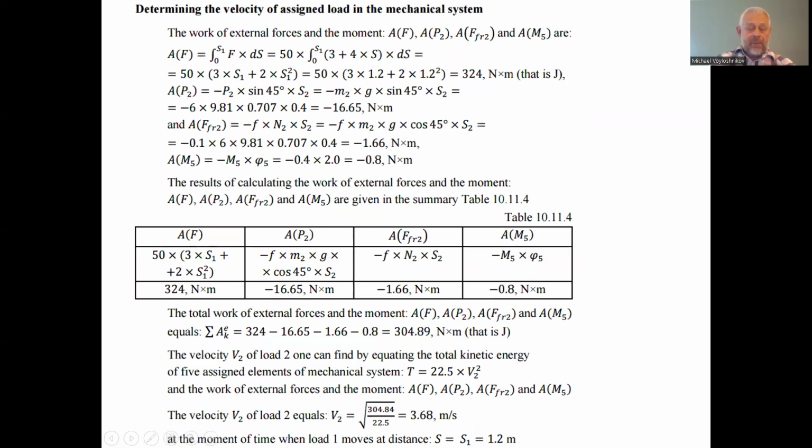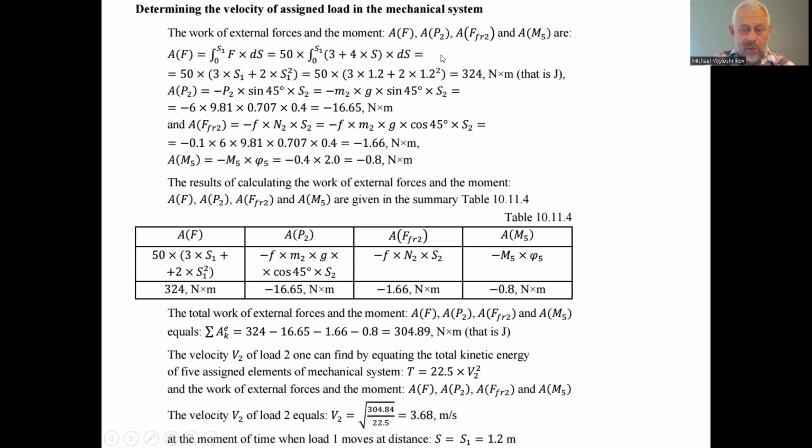Okay, now we have to find the works of the external forces. The work of external forces we have on behalf of the assigned load. We have the work of this on the assigned load, as I don't remember, it's 50. Next, multiply the brackets. What is in the brackets we have? This 3 plus 4 by S, etc. This is the dependence of the external load applied to the first weightless load.